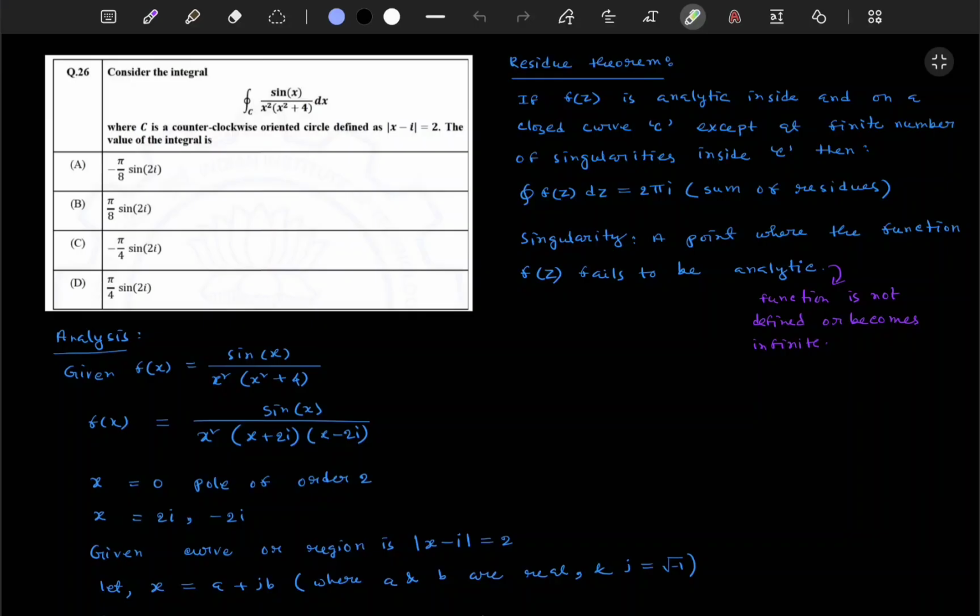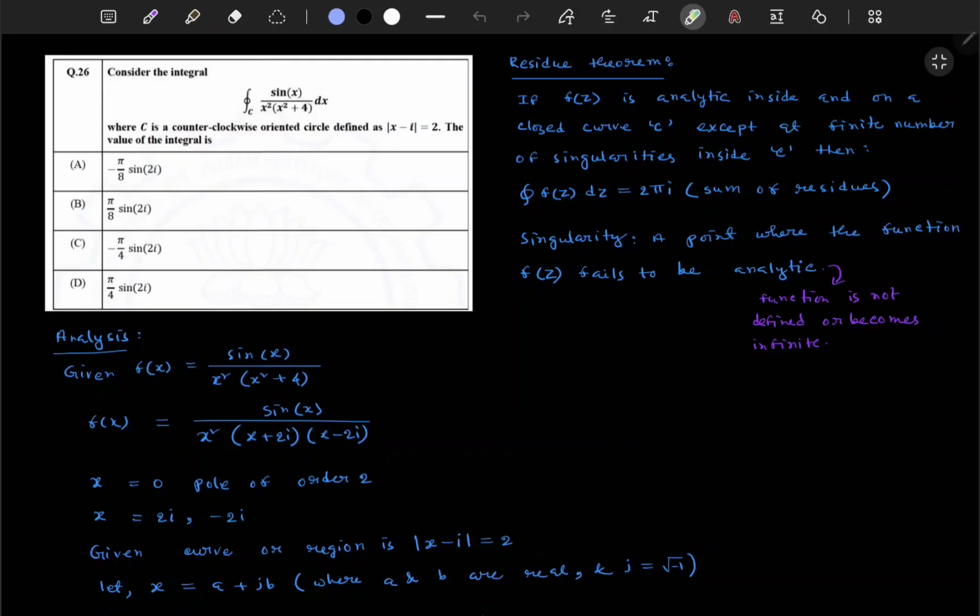Question number 26. Here consider the closed integration of sin x by x squared into x squared plus 4 dx, where C is a counter clockwise oriented circle defined as mod of x minus i equal to 2. The value of the integral is. So the integral value we need to find out.